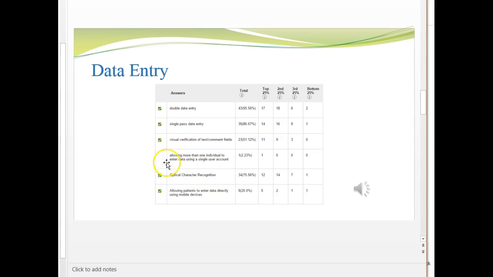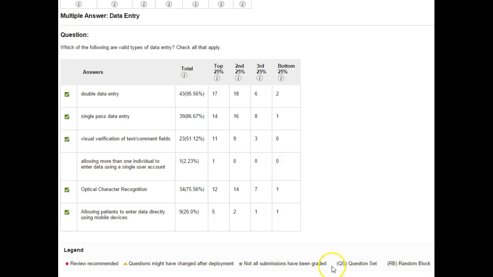So what is not a valid data entry item is allowing more than one individual to enter data using a single user account. All the rest of these are valid types of data entry. And I talked about these in the lectures, but also this was part of the Proshka text reading. You've got to make sure you're reading the textbook because I deliberately choose some of the questions from the textbook. Let's go back and look at another question.